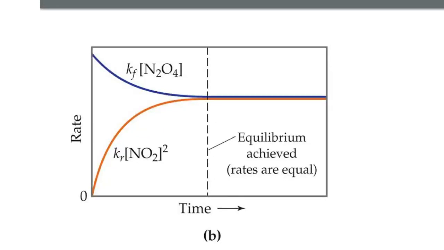Initially, because we're starting with N2O4 as our reactant, we have a high concentration of N2O4 and 0 in terms of the concentration of NO2. The concentration of N2O4 decreases, the concentration of NO2 increases, and eventually the rate of decomposition of N2O4 and the rate of formation of NO2 become the same. So the rates are now the same. We can say that the particular point when the rates become the same is exactly where equilibrium is achieved.